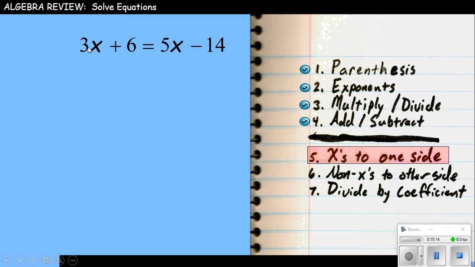We have 3x on the left. We could subtract that from both sides. Or we have 5x on the right. We could subtract that from both sides to get them together. One of those is a little bit better than the others.